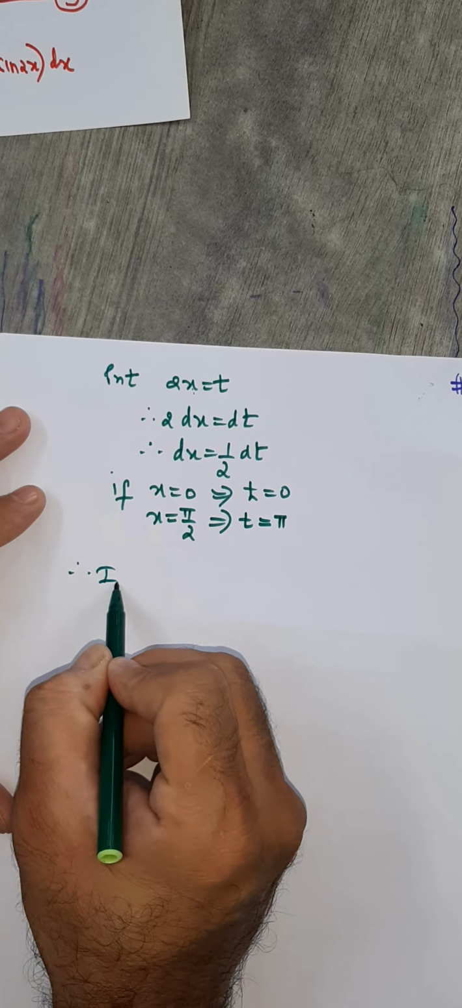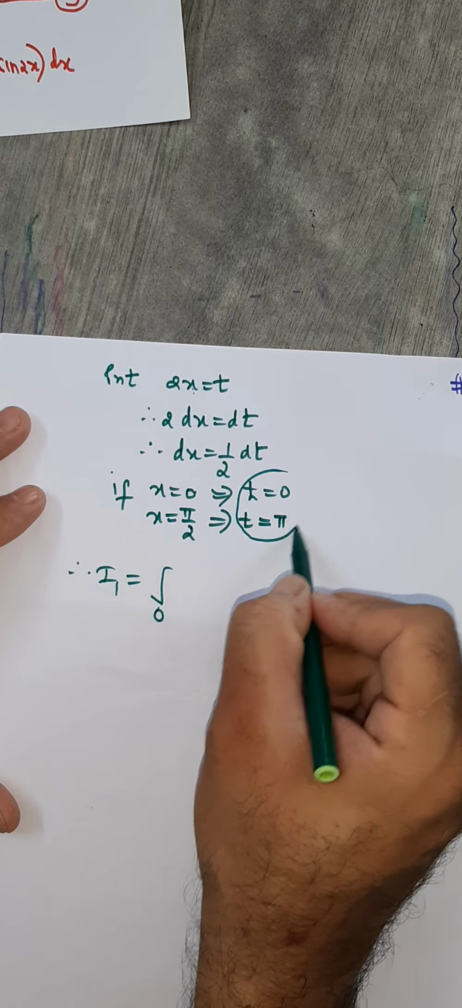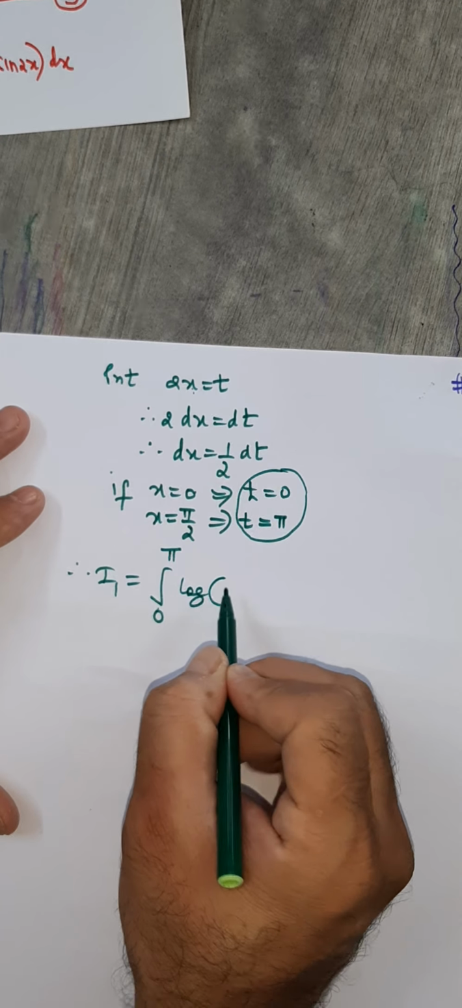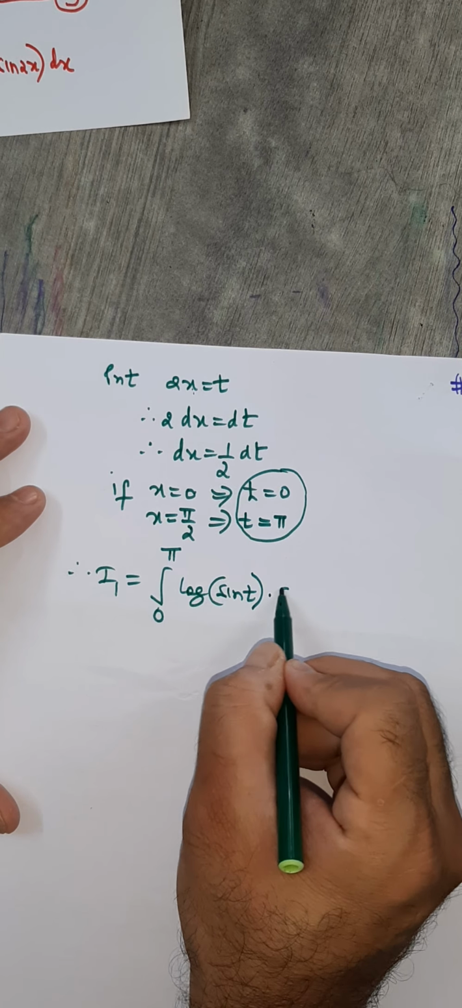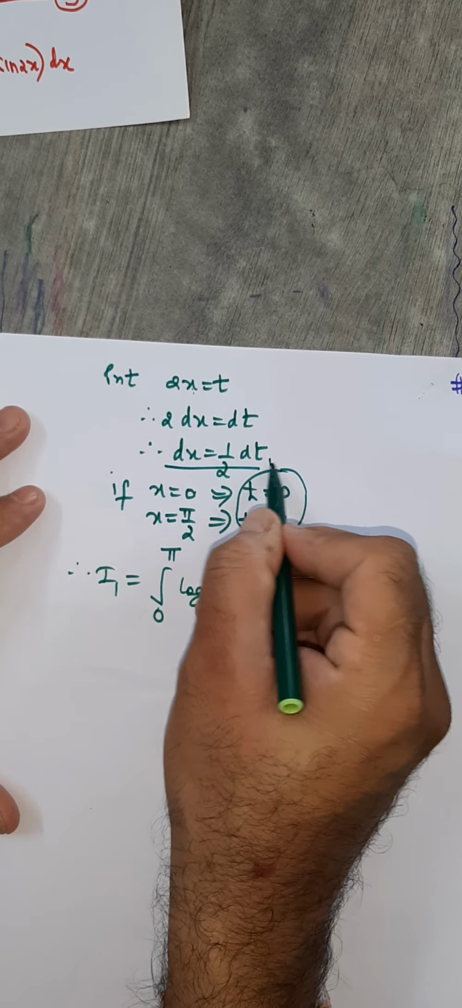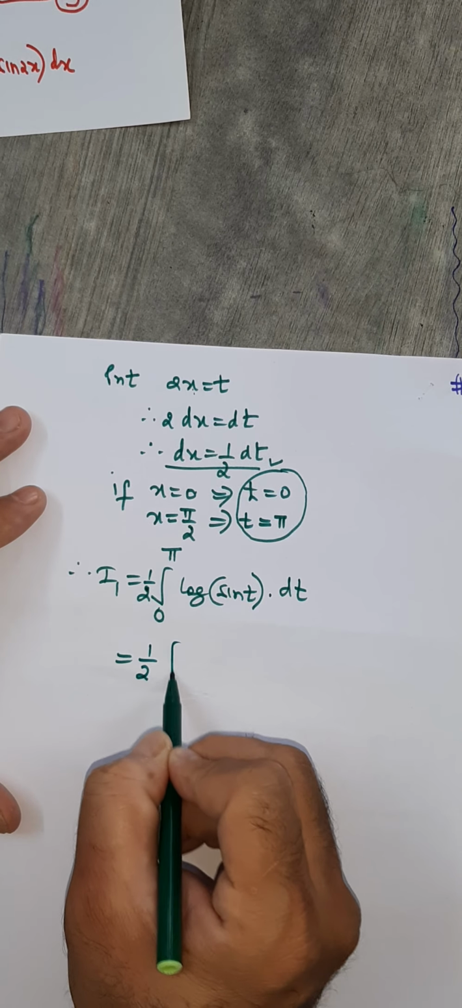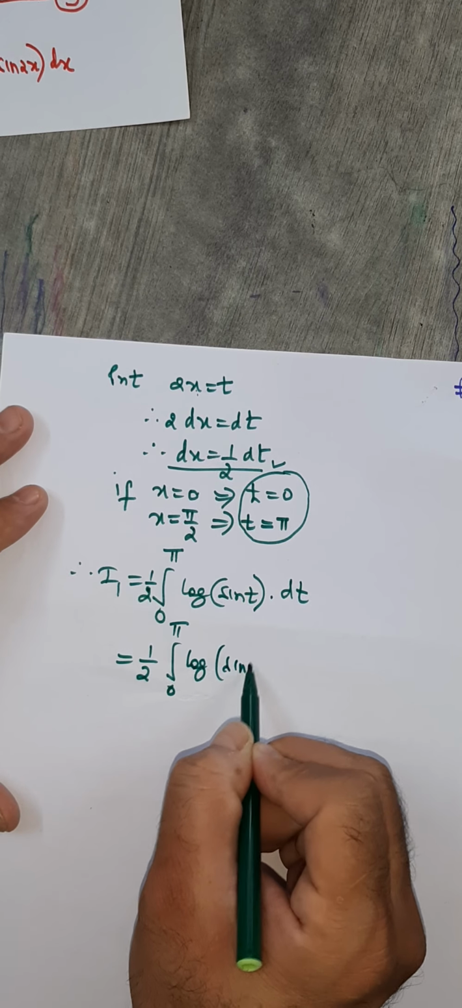So therefore I1 would be 0 to, now instead of 0 to pi by 2, limits on t, which is 0 to pi. This is log sin t into half dt. Half I'll keep outside. 1 by 2, 0 to pi log of sin t dt. Okay.